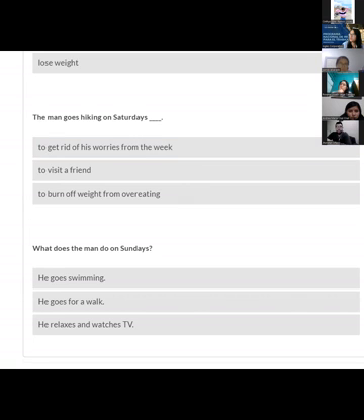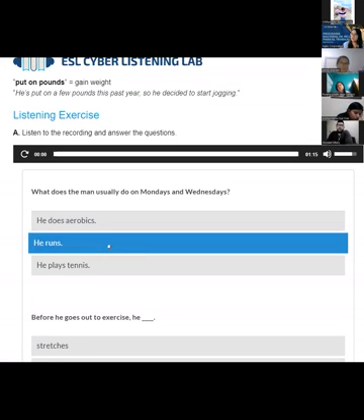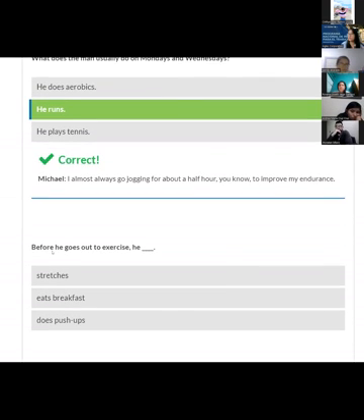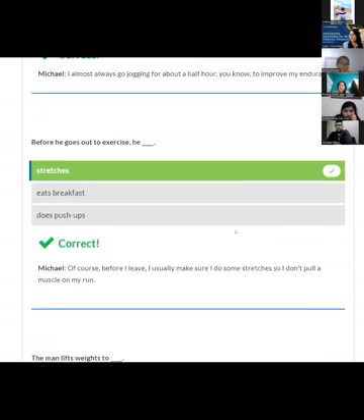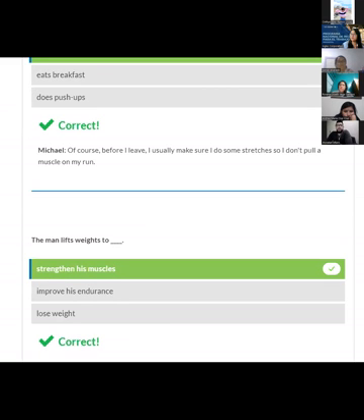Okay, let's try to do it together. Vamos a hacerlo juntos. Let's see, what does the man usually do on Mondays and Wednesdays? He runs. Okay, yes, right. Aquí tenemos the sentence. I almost always go jogging for about, trotar, right, jogging, for about half an hour. Okay, then we have before he goes out to exercise, he has stretching. Stretches. Okay, that's right. Then we have the man lifts weights to strengthen, right, his muscles, para fortalecer sus músculos.